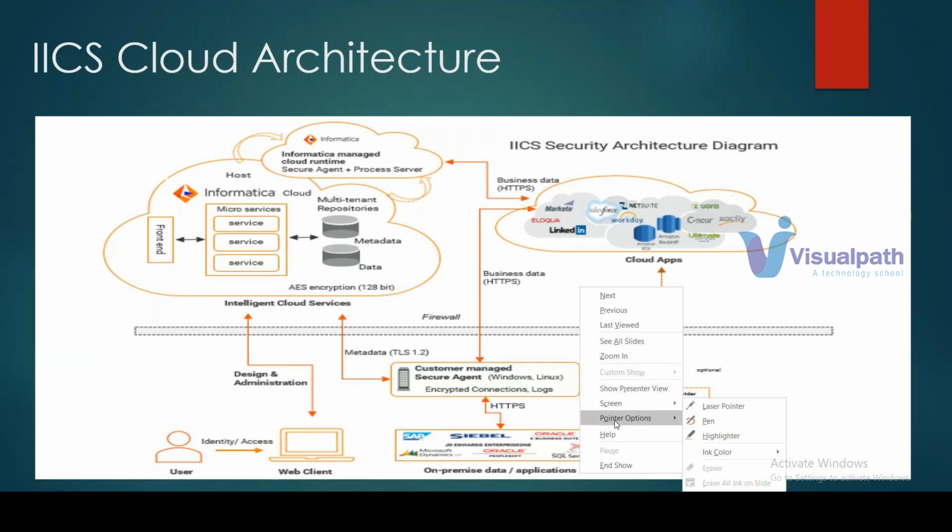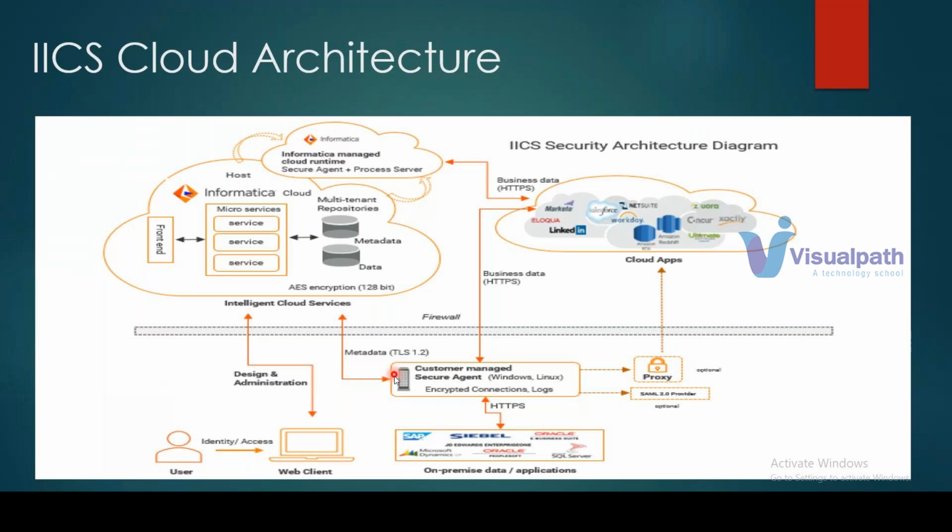If you look at this picture, this is the customer managed secure agent. Why do we need a customer managed secure agent? Because this can be on your Windows machine or a Linux machine. This is managed by the customer. The customer is going to manage the entire data, and the data is lying behind the firewall of an organization. So this is called a customer managed secure agent. Through it, you exchange your metadata to Informatica Intelligent Cloud Services multi-tenant repositories.